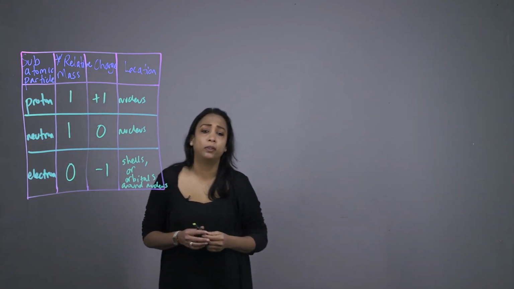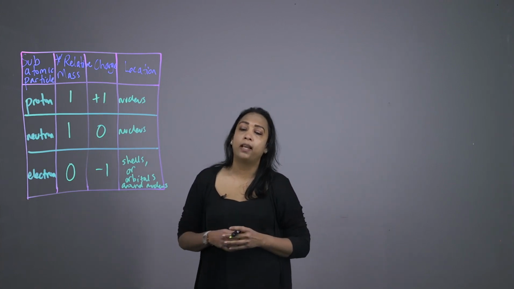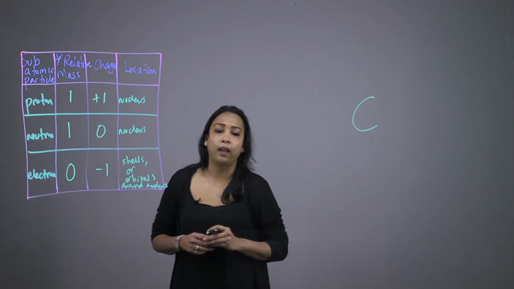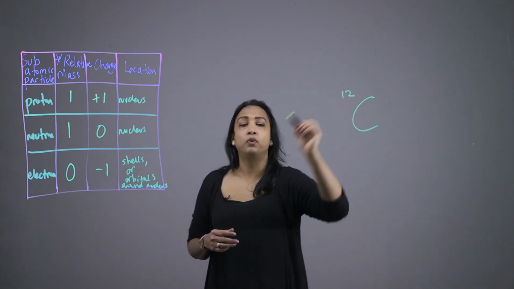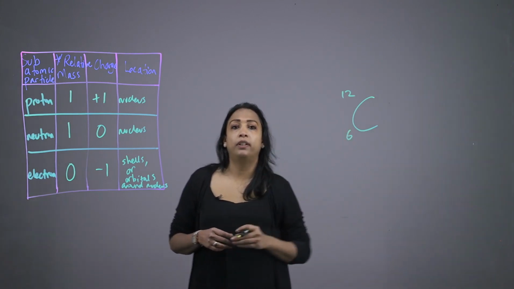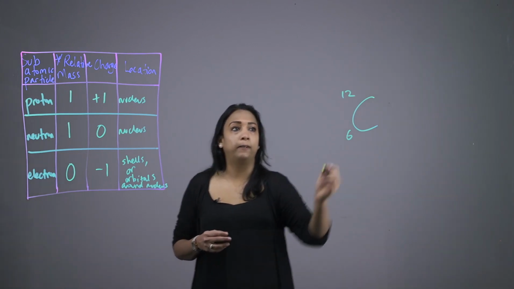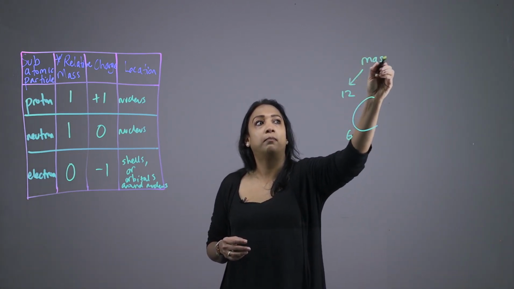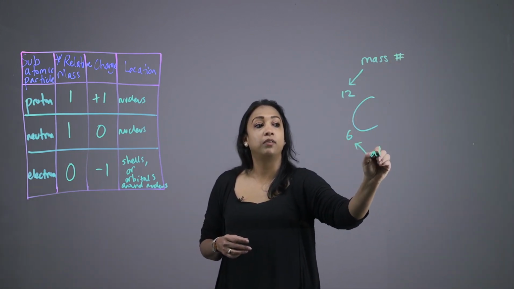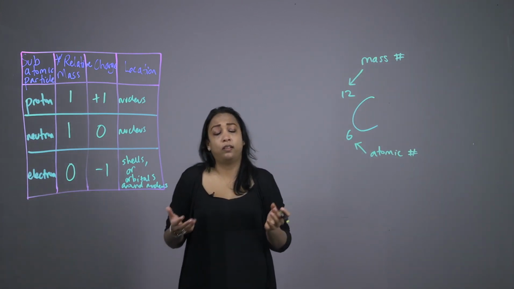In the periodic table, you would have seen some numbers written to the top and bottom left of the symbols of the atoms. For example, carbon, okay? Carbon has the number 12 written at the top left and the number 6 written at the bottom left. So what do these numbers stand for? Well, 12 refers to the mass number of this atom. 6 refers to the atomic number of this atom.